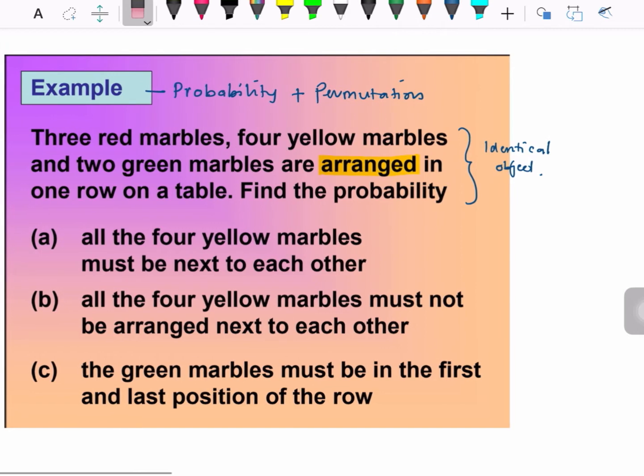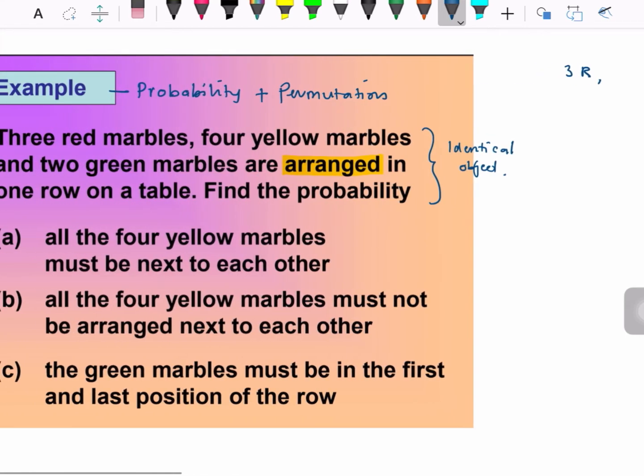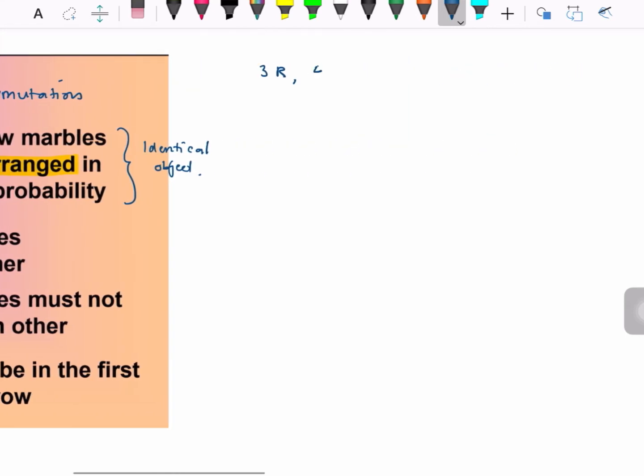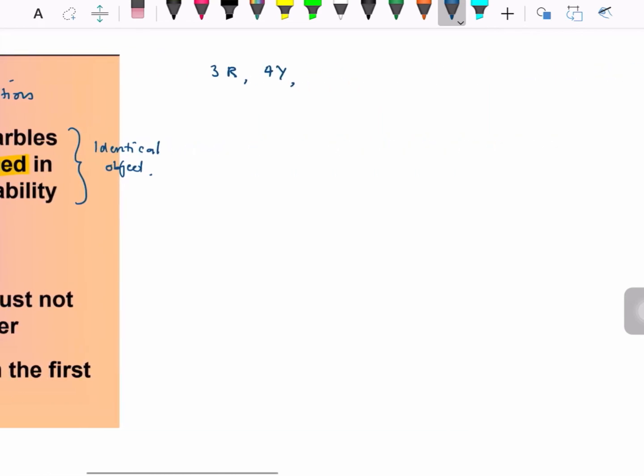First, I'm going to list down all this information again. We have 3 red marbles, 4 yellow marbles, and lastly 2 green marbles, which is 9 marbles total overall. And first, the first thing I'm going to do is find the total sample space.